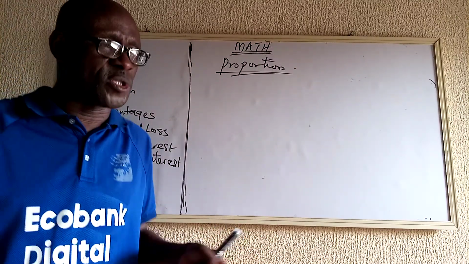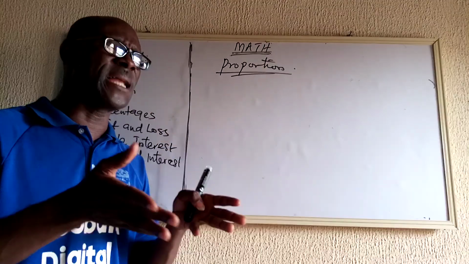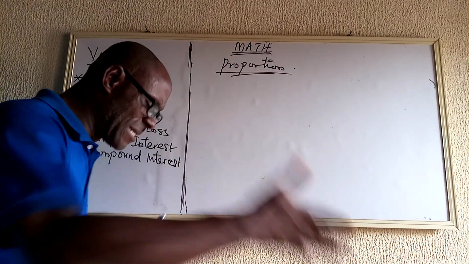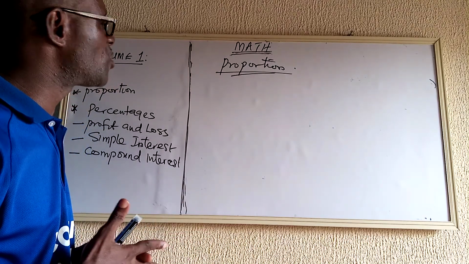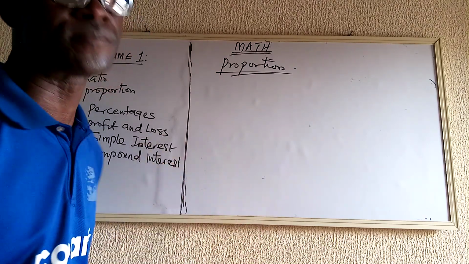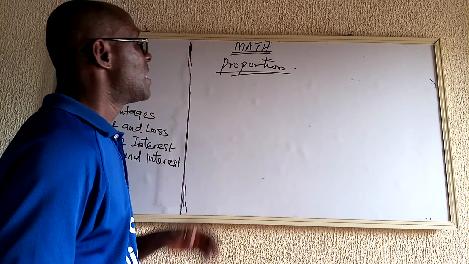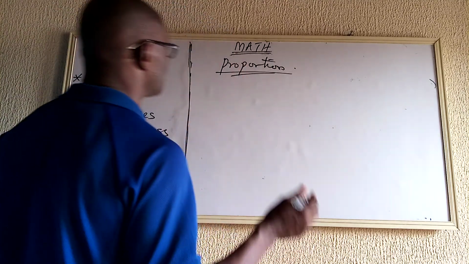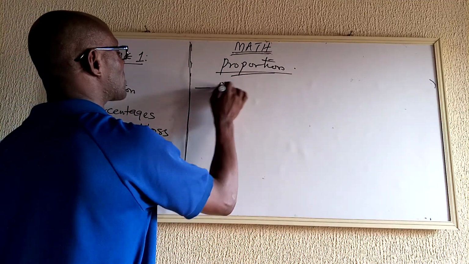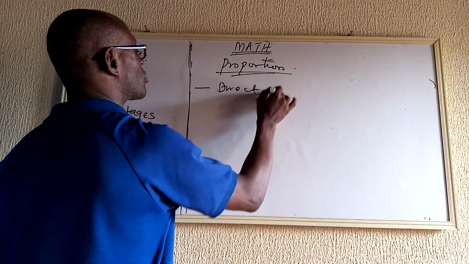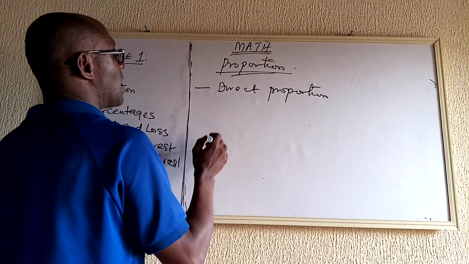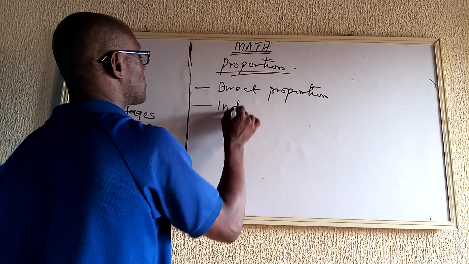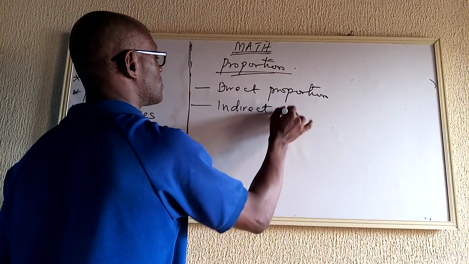When we say proportion, in layman's language, it means accordingly, and is used in conjunction with the ratio. There are two types of proportion. We have direct proportion and we have indirect proportion.